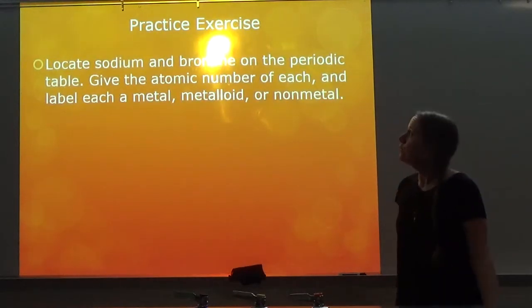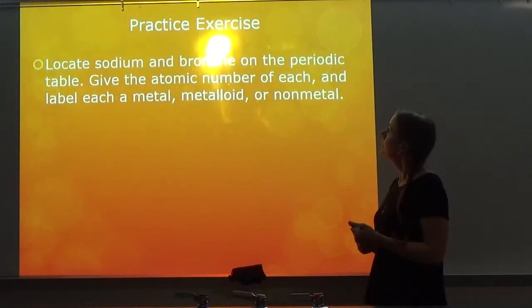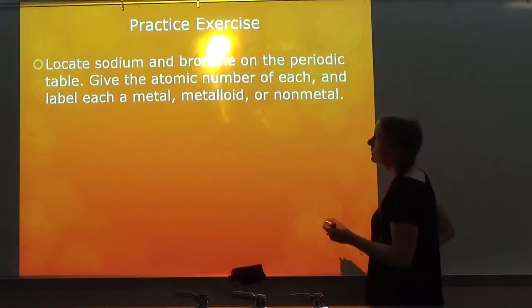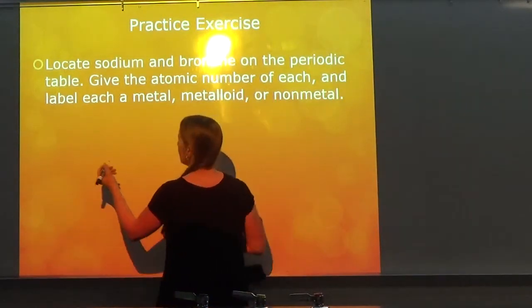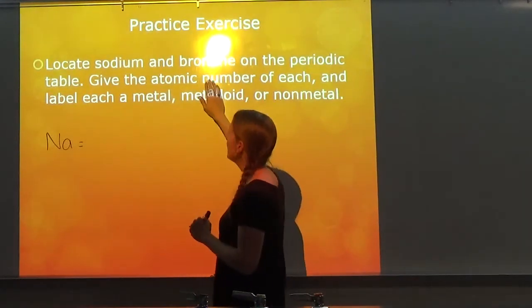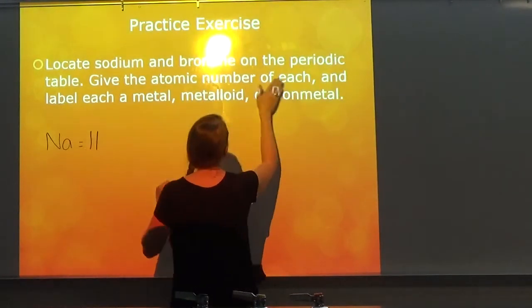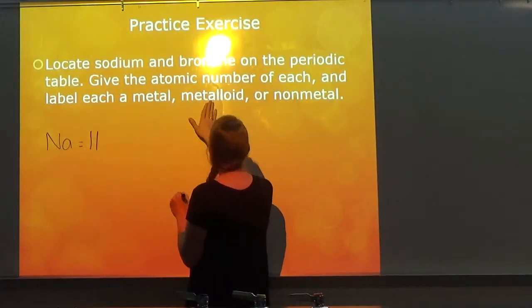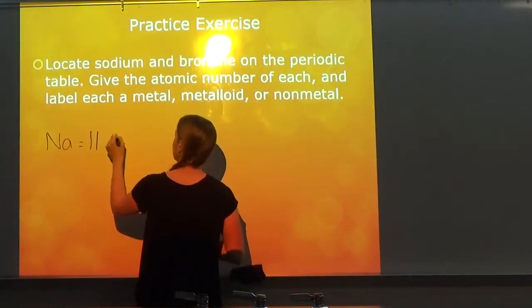All right, so it says locate sodium and bromine on the periodic table, give the atomic number of each, and label each as a metal, metalloid, or nonmetal. Okay, so find sodium on the periodic table. Here we'll start with sodium. It says give the atomic number. So sodium is number 11. And label each as a metal, metalloid, or nonmetal. Sodium is on the left of the periodic table, so it is a metal.